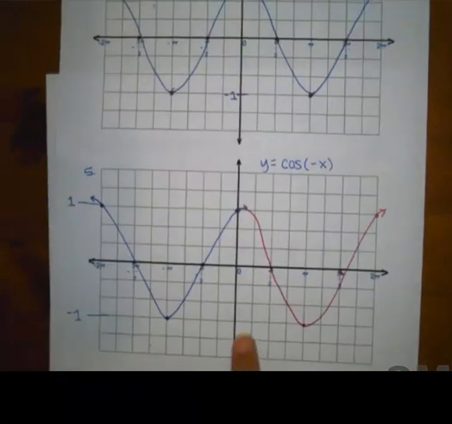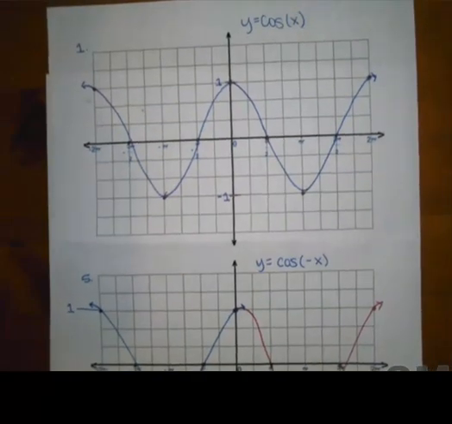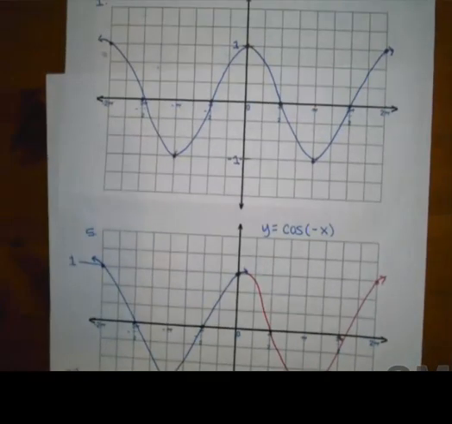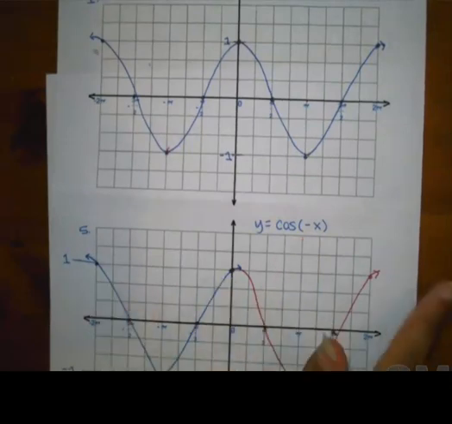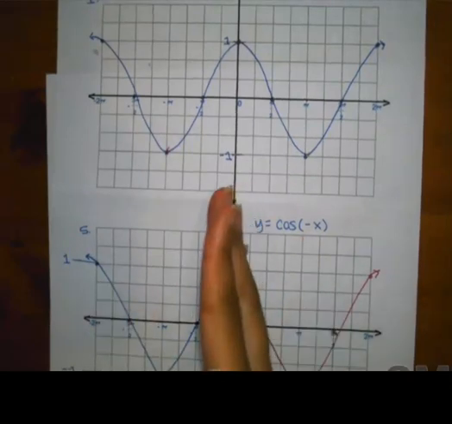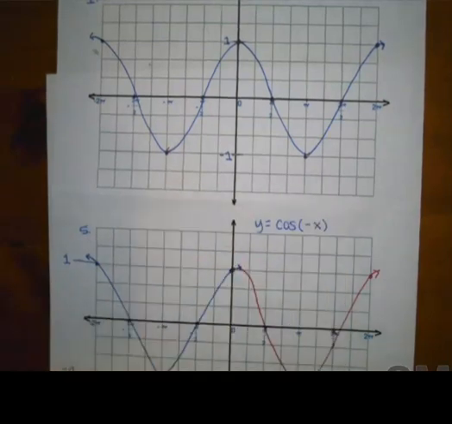So here is our graph that we just finished drawing, and here is our parent function. They look the same. So even though it's been reflected over the y-axis, it's the same graph. So since it's symmetrical about the y-axis, cosine is an even function.